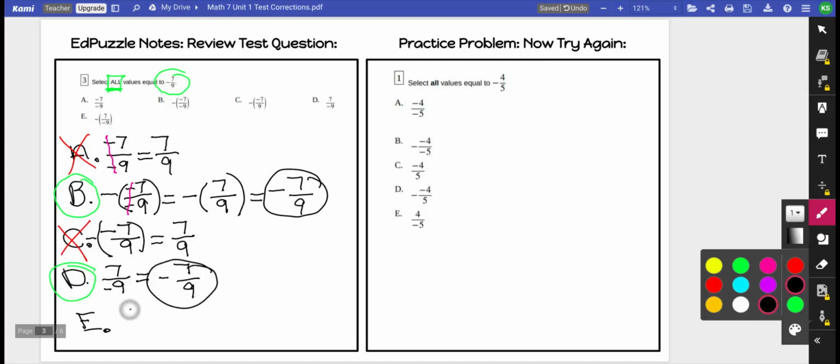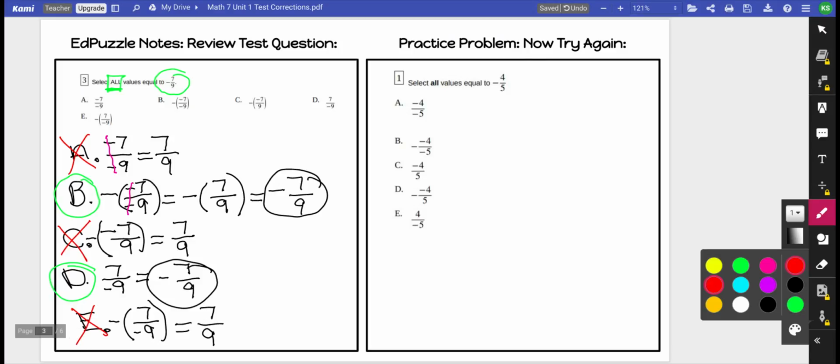So now we have the opposite of 7 over negative 9. Okay, so we know that if one of them is negative, this whole thing inside the parentheses is negative. But they want the opposite of a negative. So that means it would make it a positive 7 over 9, because the opposite of a negative 7 over 9 is positive 7 over 9. So E is not our answer.